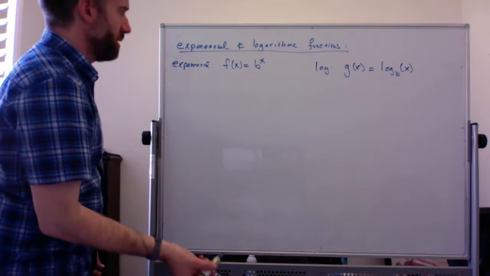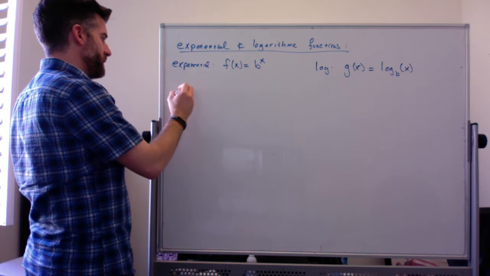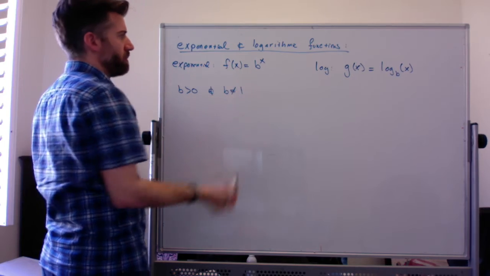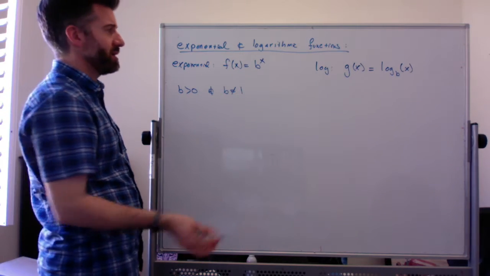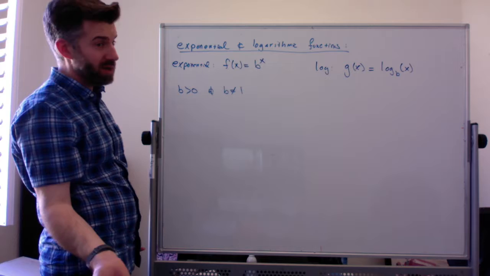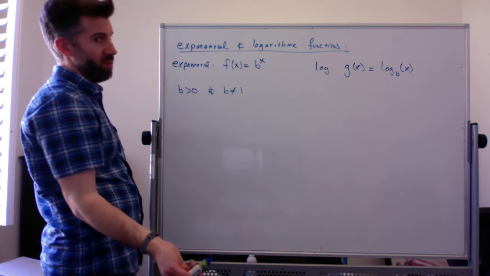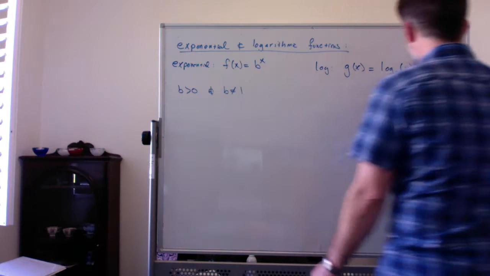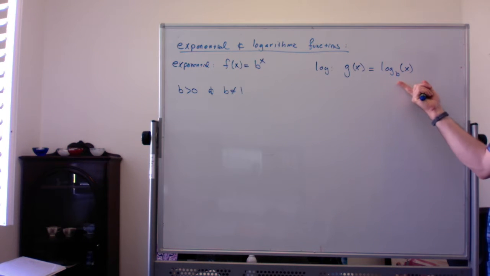The restrictions on b are the same for both of these. We have to have that b is positive and b is not equal to 1. Not equal to 1 because 1 to the x is kind of just boring, right? If you have 1 to the x, it's always just 1, and it's not really an exponential function, it's a constant function. Over here, 1 is actually quite problematic, because if you have log base 1 of x, the only way that works is if x is equal to 1.